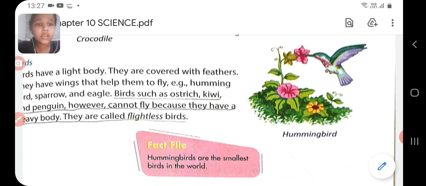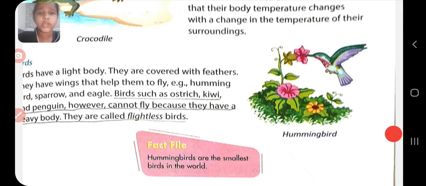They are covered with feathers and they have wings that help them to fly. Examples are hummingbird, sparrow, and eagle. Birds such as ostrich, kiwi, and penguin, however, cannot fly because they have a heavy body. They are called flightless birds.